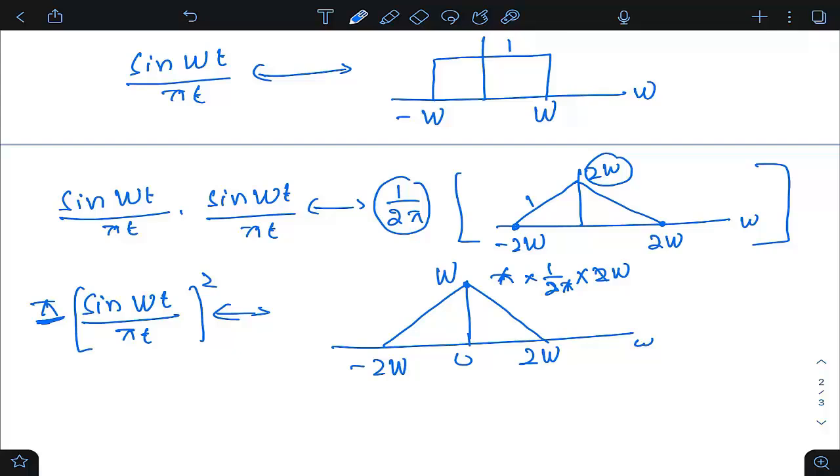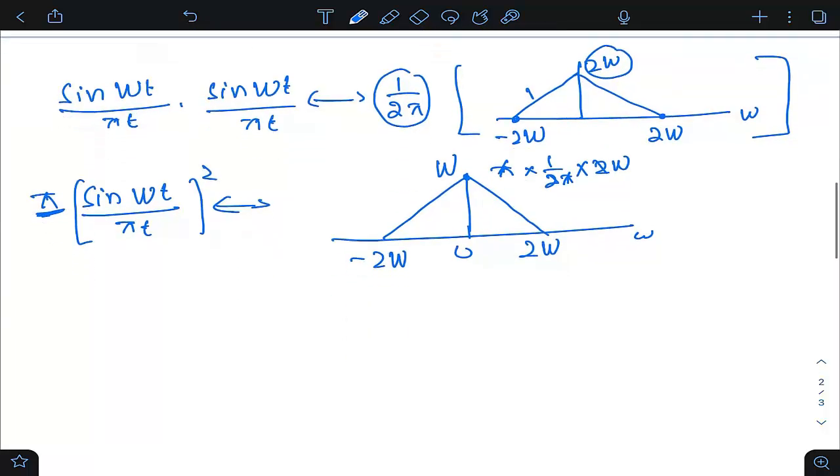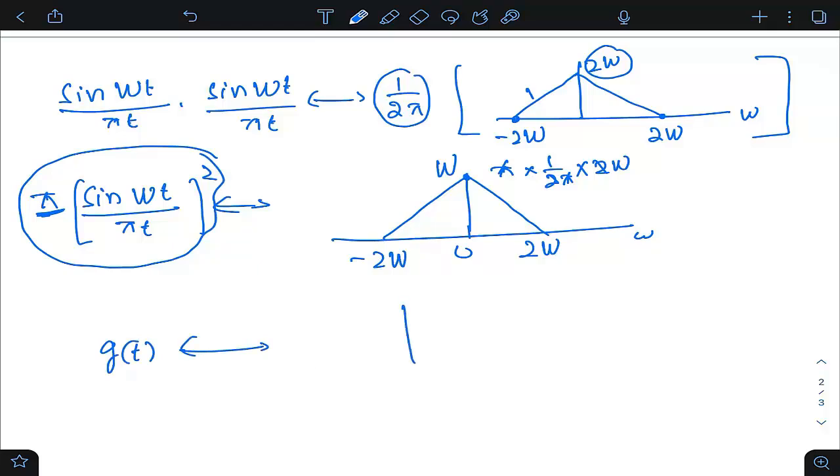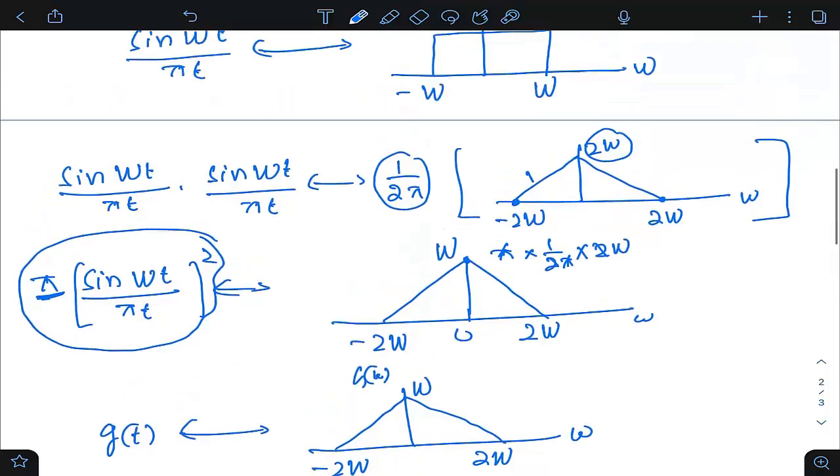Yes or no? So this is coming as simply w. So I can tell, this is your g(t), right? So g(t) having Fourier transform G(omega), which is this triangle. This is minus 2w to plus 2w, and this is your w, this is your omega axis. So this is your G(omega). Okay, so you got G(omega).